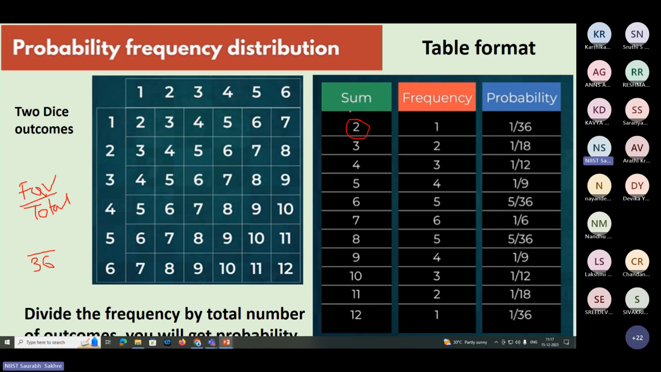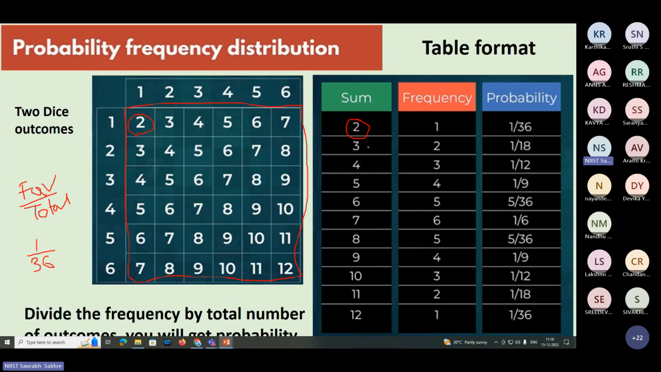Now you see, I want to obtain a sum of 2. In this particular rectangle here, what I am drawing with a red line, how many times are you seeing 2? Just see and tell me. One time, sir. This first one, right? So my probability in this case will be 1 by 36, because this is my favorable outcome.